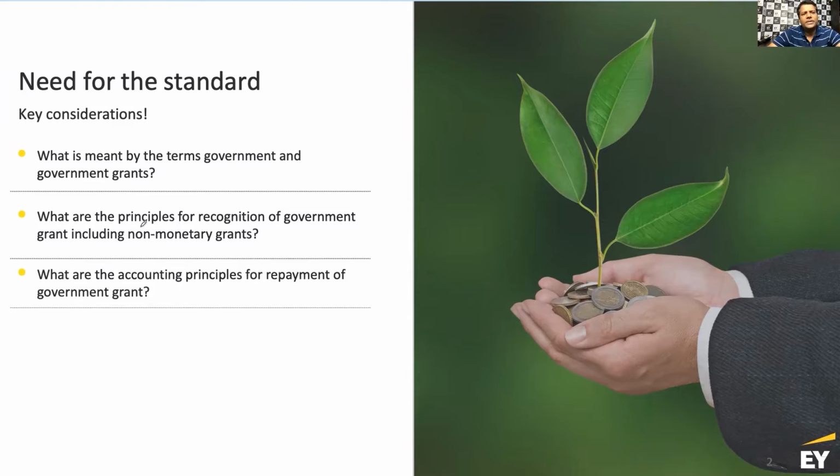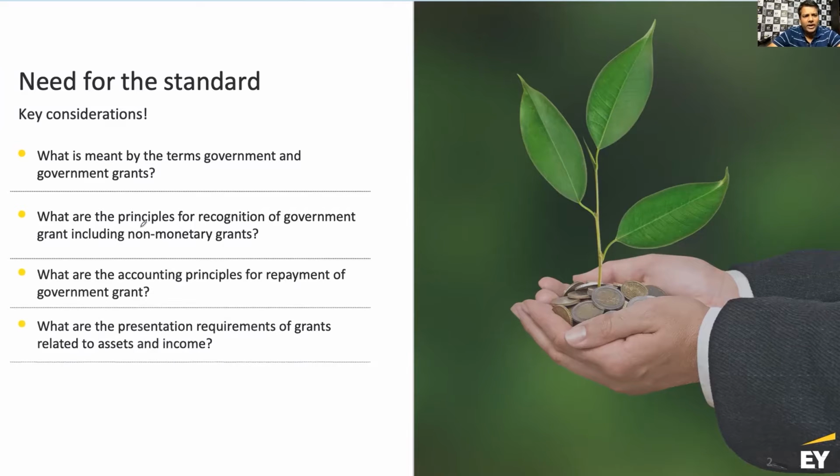What are the accounting principles for repayment of government grants? Many times you received a grant, but you have to refund the money which you received from the government. We will talk through that as well. What are the presentation requirements of grants related to assets and income? Again, what are some of the disclosure related aspects from an asset perspective and from an income perspective?